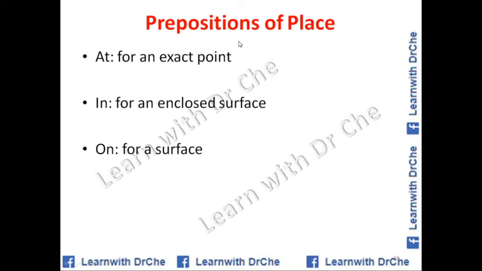Prepositions of place. We use at for an exact point. For example, at the hospital, at the corner. And we use in for an enclosed space. For example, I am in my room, and the patient is in the operation theater. He is in his office. On we use for a surface.